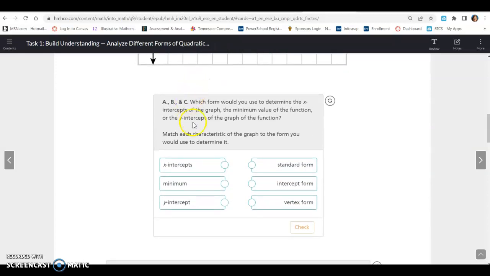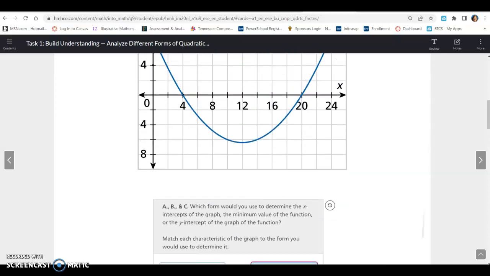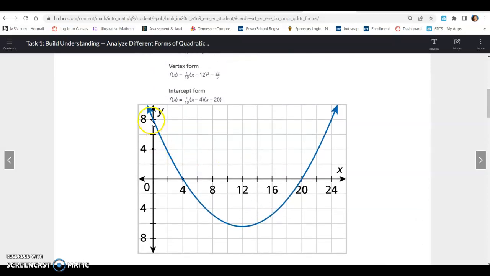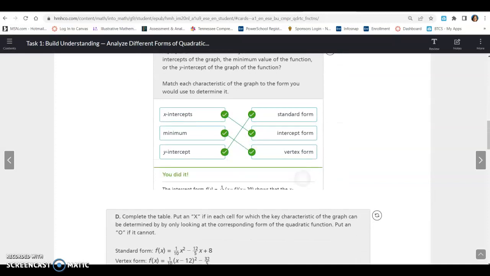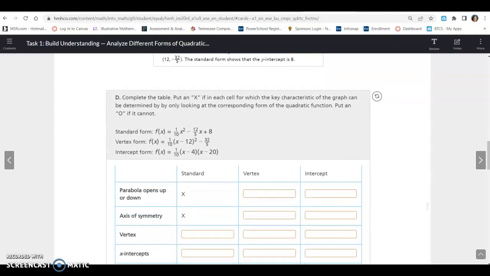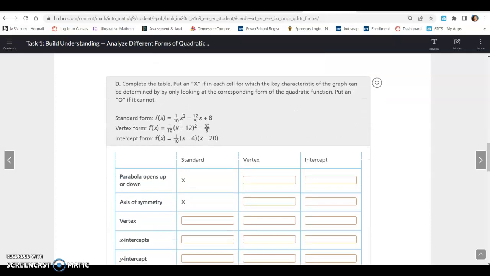All right, so the x-intercepts come from intercept form. The name kind of gives it away. The minimum comes from your vertex, so that would come from vertex form. And the y-intercept comes from standard form. Again, you can see the y-intercept where it crosses here, and that comes from the last part, your constant term in standard form. So each equation lets you see and determine different things that are helpful when looking at the equation.